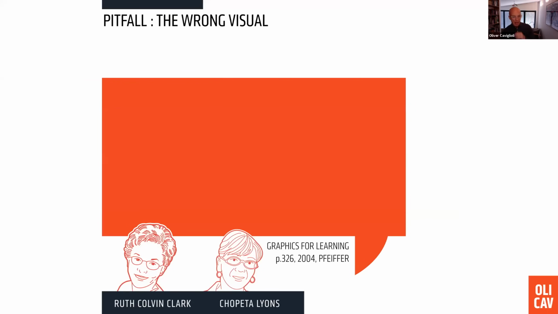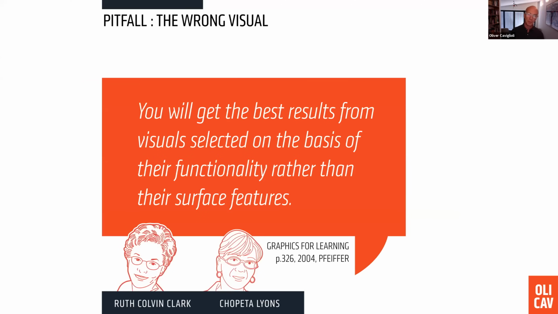Okay. Now, the wrong visuals, because Ruth Colvin Clark, who wrote a book on evidence-based training that was quite popular a couple of years ago, and Tripita Lyons, look at cognitive science with regards to dual coding or dual mode or multimedia learning, whichever terms you prefer. And this is what they have found in their survey of studies.